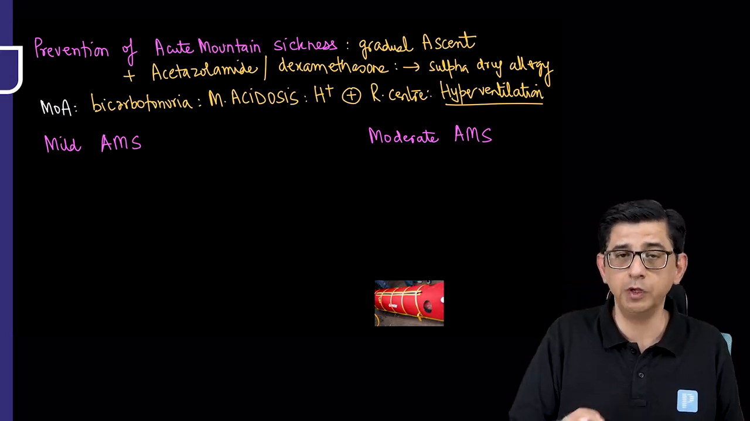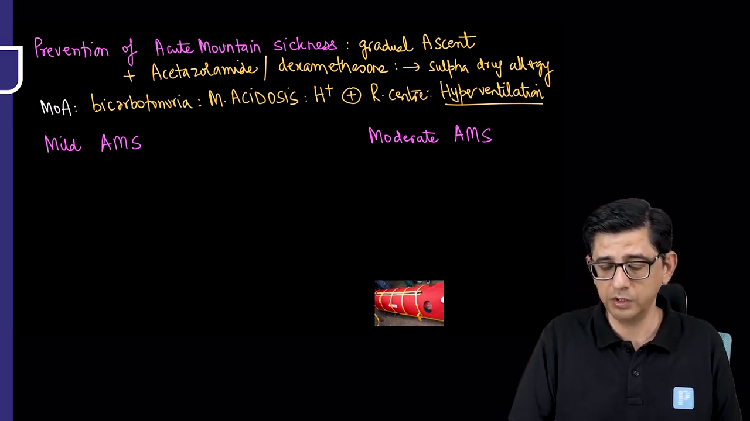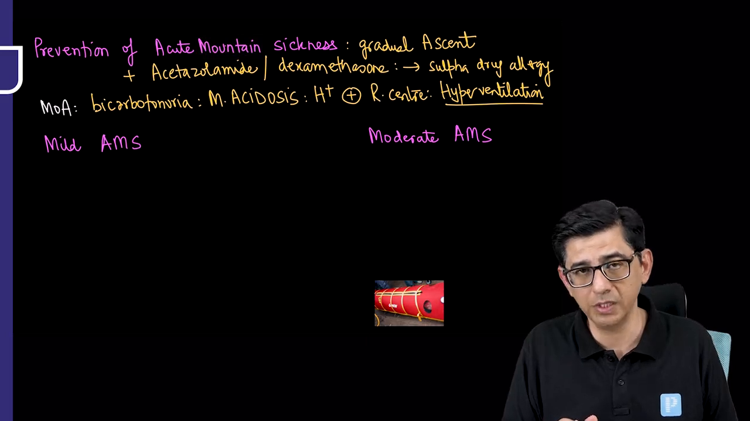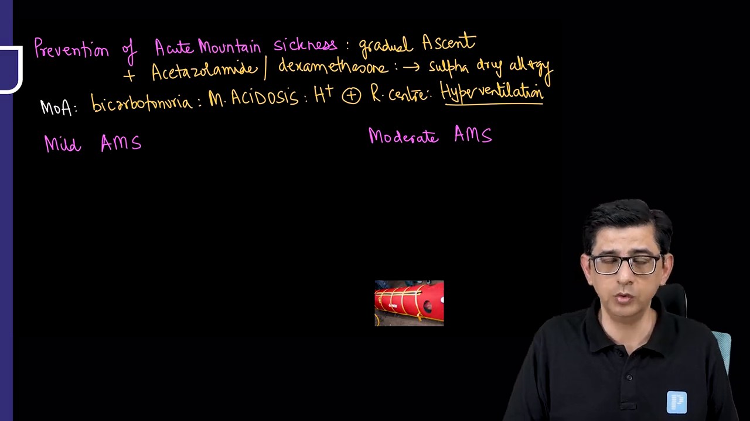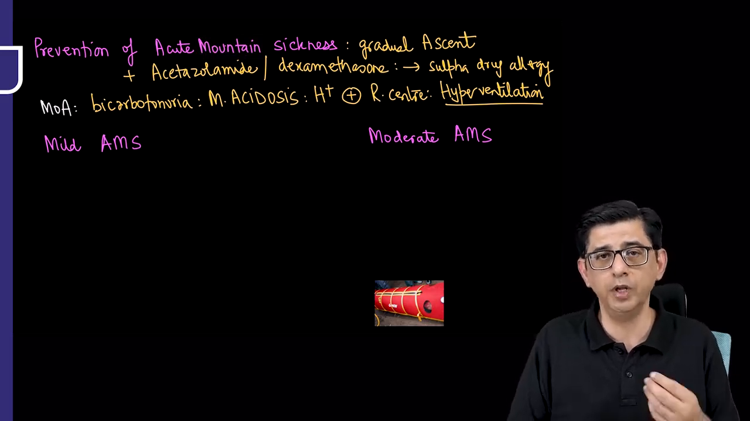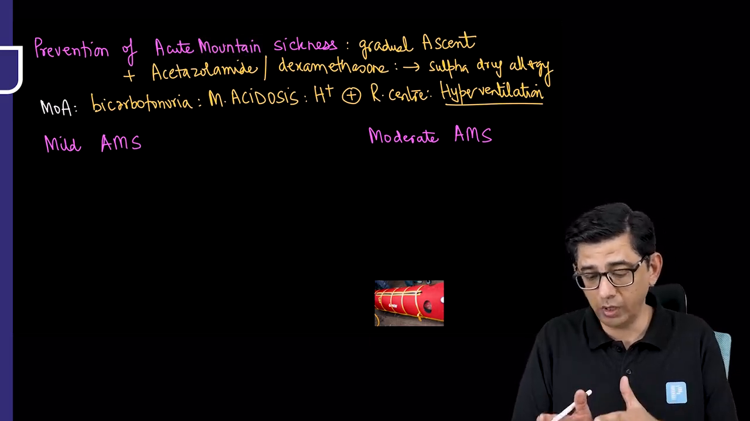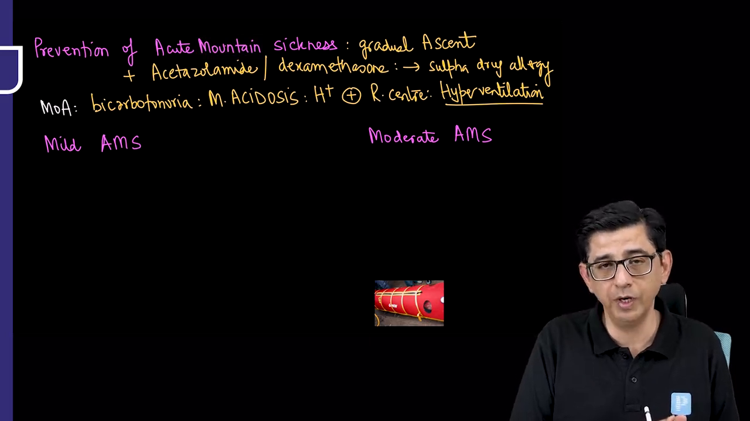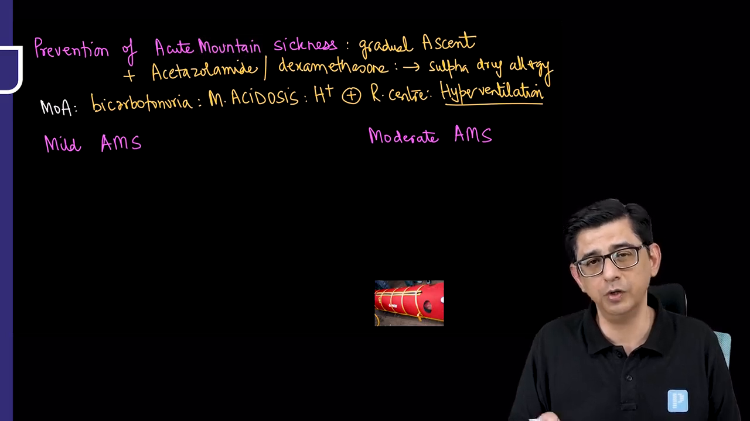However, sometimes people, in spite of this, might develop mountain sickness. So he might mention mild versus moderate acute mountain sickness. Now, for mild and moderate, these are subjective terminologies. There is no well-defined criteria that vomiting more than this much, headache more than this much, we'll call it moderate, and less than this much, we'll call it mild.